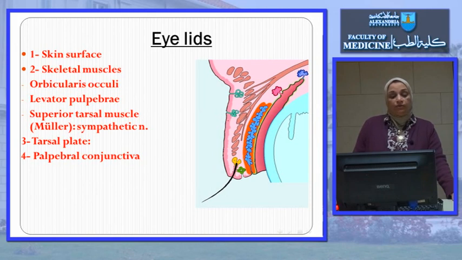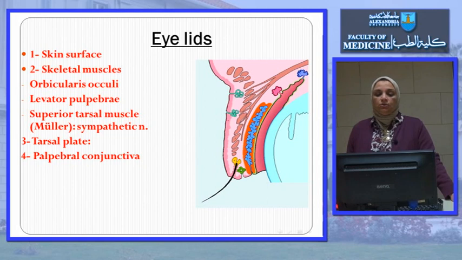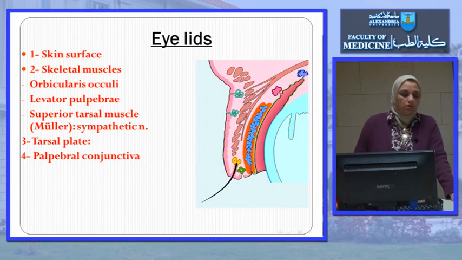While we have the superior tarsal muscles or Müller's muscles, which are smooth muscles supplied by sympathetic nerve. This is embedded in the superior part of what's called the tarsal plate. What's this tarsal plate? Tarsal plate is a fibroelastic layer formed of collagen fibers and elastic fibers. And embedded in this tarsal plate are glands called meibomian glands or tarsal glands.